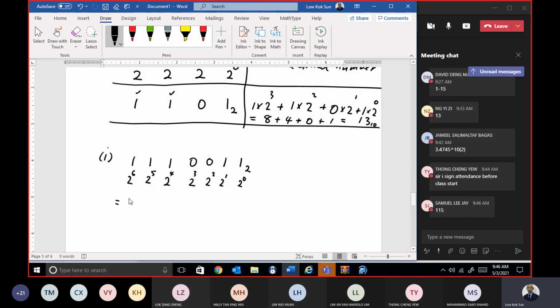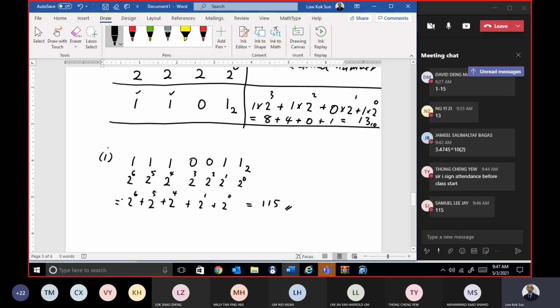Then we write down using the calculator. This one, yes, 1 has a value of 2 power 6, and then 5, 4, and 0, 0. This one, no, so I can skip, and then 2 power 1, and then 2 power 0. There's also 1. Use your calculator: 2 power 6 plus 2 power 5, etc. So I suppose the answer is 115. You can use your calculator to convert.